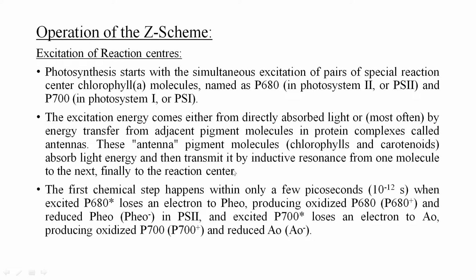The excitation energy comes either from directly absorbed light or by energy transfer from adjacent pigment molecules such as antenna molecules. Either the energy comes directly from the absorbed light, or the surrounding antenna molecules absorb the light energy, and through the resonance process the energy transfers from the antenna cells to the pigment molecules, and then PS2 will be excited. The first chemical step happens within a very short time in the reaction of P680 excitation.